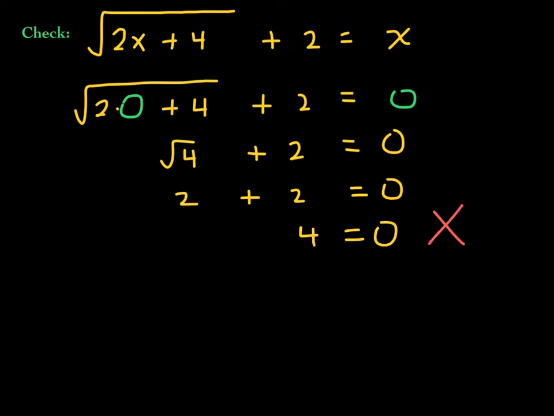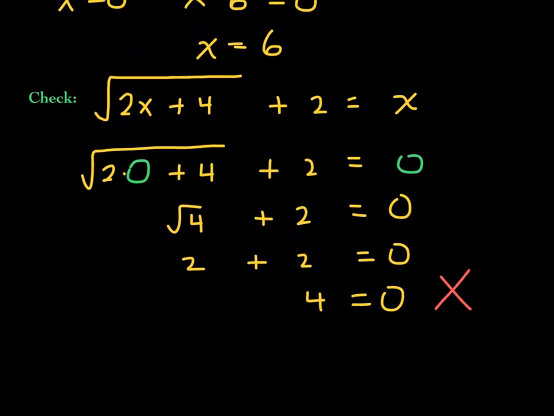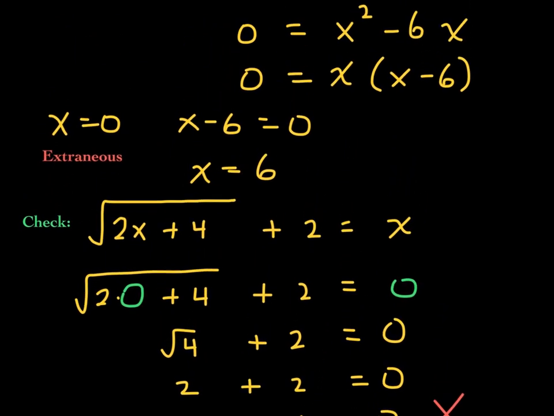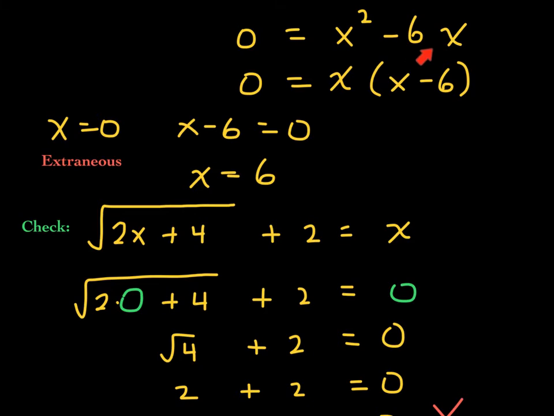So what I'm going to do is go back to this solution, x equal to 0, and label it as extraneous. What this means for us is that x equal to 0 satisfies the manipulated equation, which is here, right? This is the manipulated equation, but it does not satisfy the original. This is the original. That's what extraneous means. So x equal to 0 is not one of your final solutions.